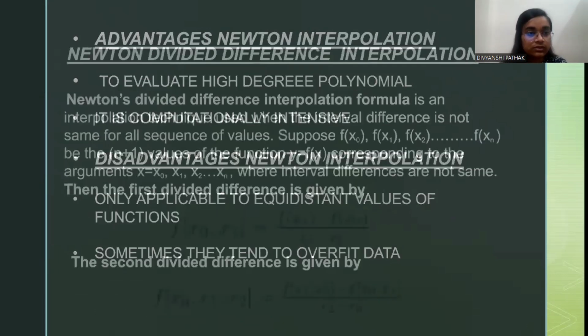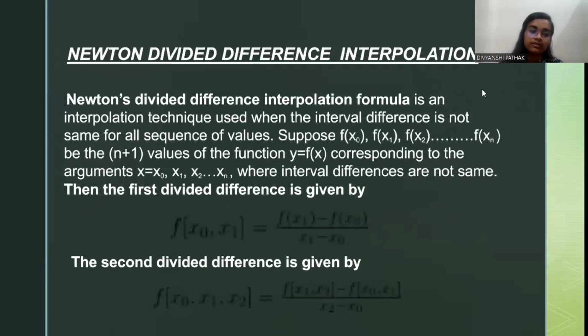Now let's move forward. Newton divided difference interpolation. Newton divided difference interpolation is an interpolation technique used when the interval difference is not same for all sequence. So this is also used for unequal interval of function. Suppose f of x0, f of x1 till f of xn are the n plus 1 values of function f of x corresponding to the arguments x0 to xn where interval differences are not same. सो इसको भी हम अनइक्वल इंटरवल के लिए ही यूज करते हैं.